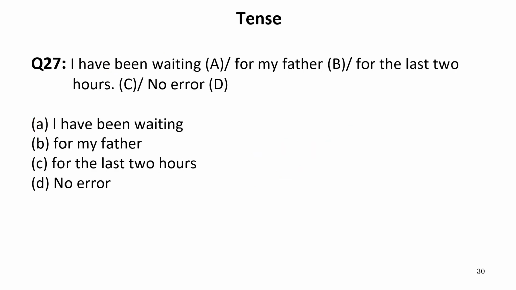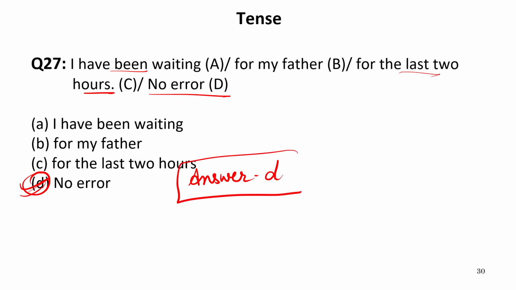I have been waiting for my father for the last 2 hours. Now for the last 2 hours, I have been waiting for my father. The time has been given to us. Some action is going on which started from a particular time in the past and is still going on. So the entire sentence is correct because it has been formed in present perfect continuous tense. Therefore, the sentence contains no error. Our answer will be D, that is no error. The sentence which is given to us is already correct. Now let us move to the next one.